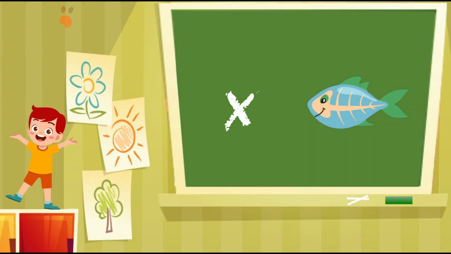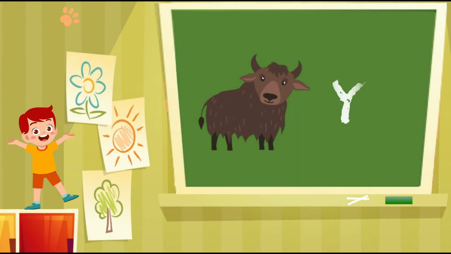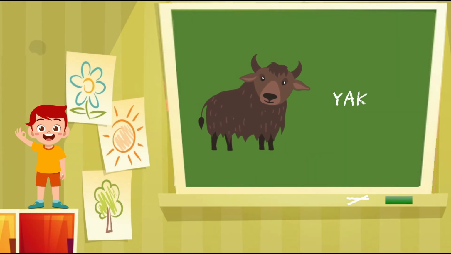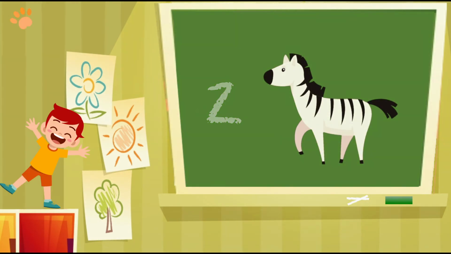X is for X-ray fish. Y is for yak. Z is for zebra.